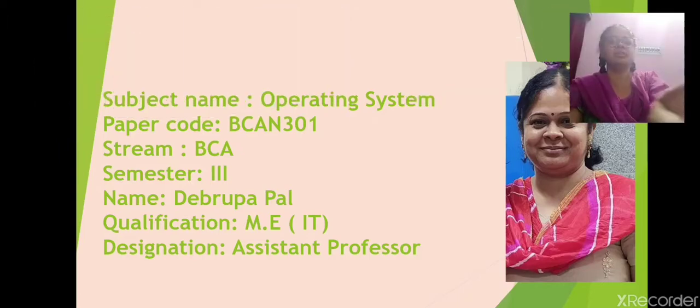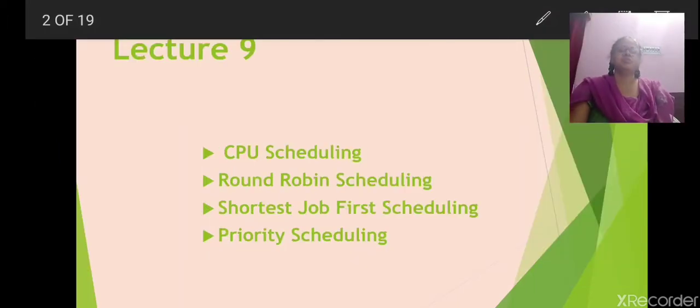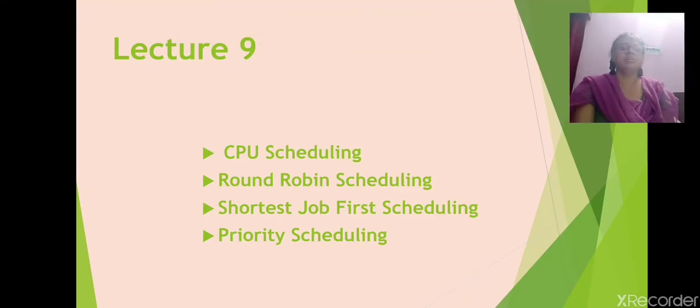Today we will learn CPU scheduling. Under CPU scheduling we will learn round robin scheduling, shortest job first scheduling and priority scheduling. These are three types of scheduling. Earlier we have learned FCFS scheduling.